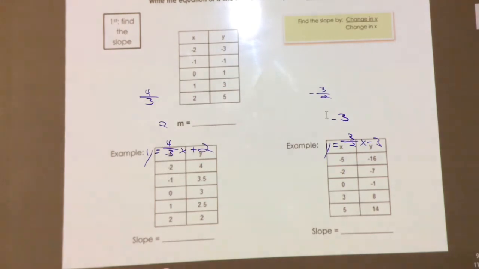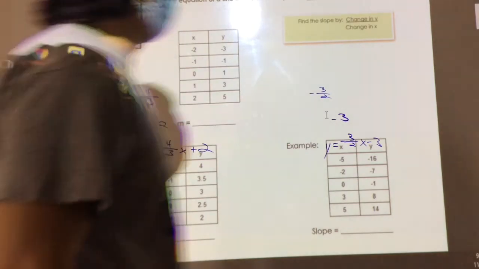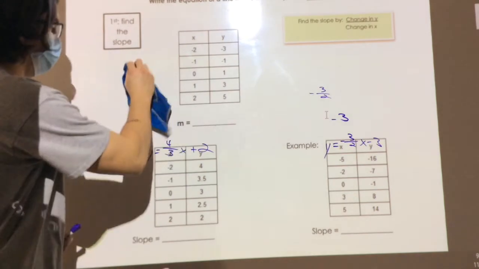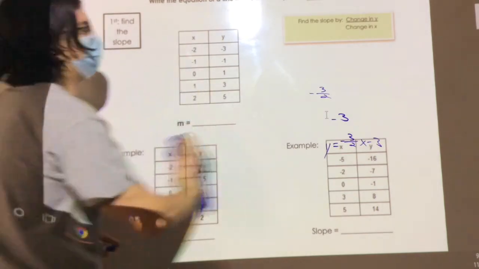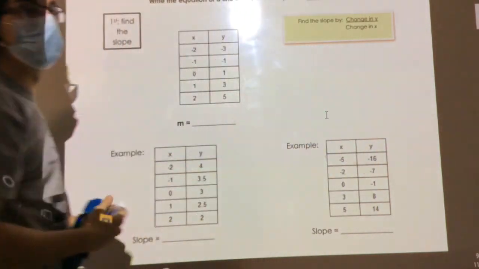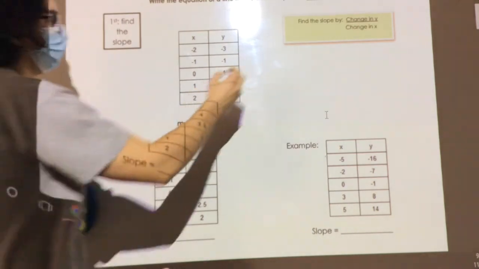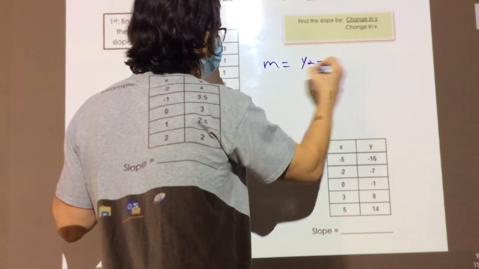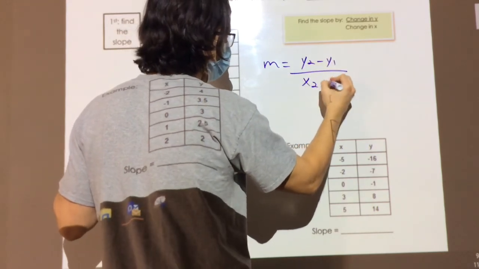All right. Boom. We've got tables here. What do we do? How do we find the slope when we have a table? You might remember there's a specific way to do it. Kendall, what is it? y2 minus y1 over x2 minus x1. Yeah, great job. So m equals y2 minus y1 over x2 minus x1.